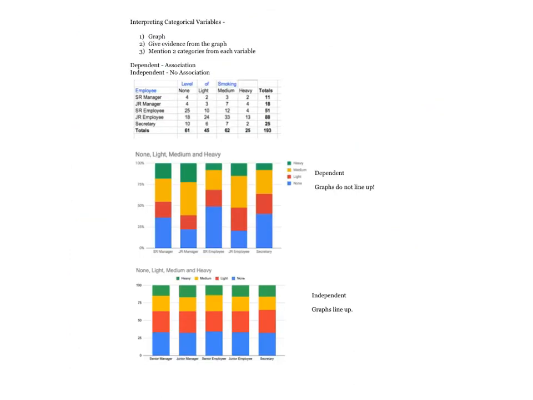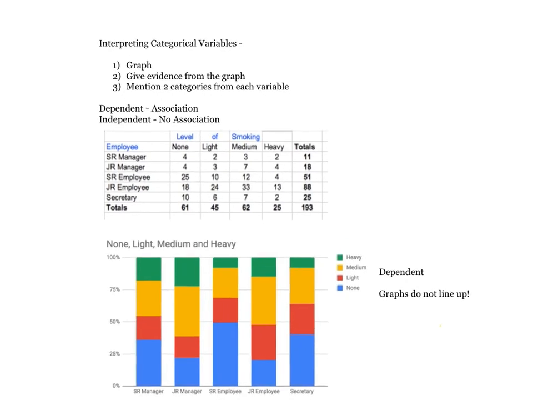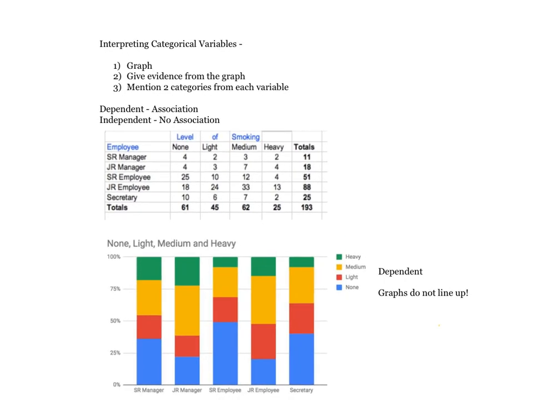So here's another example so that you can understand this. When you're interpreting categorical variables, you want to make a graph of some kind, so either the segmented bar graph or the side-by-side. I would probably recommend the segmented. I think it's probably easier to read. You want to give evidence from the graph, and you want to mention a couple categories for each variable if you're comparing them. Okay. And remember, dependent means there's an association between the two variables, and independent means there's no association.